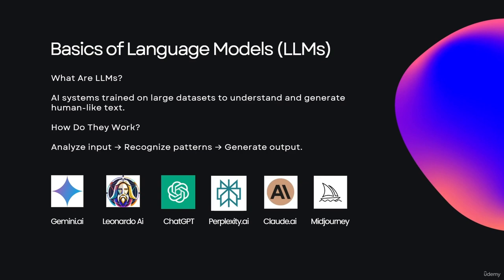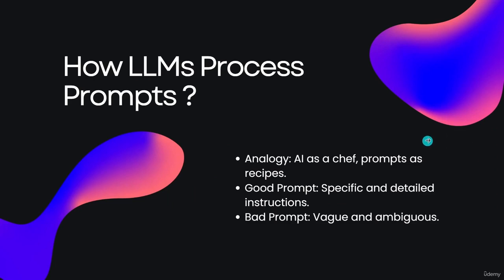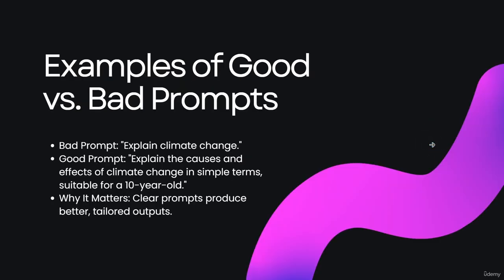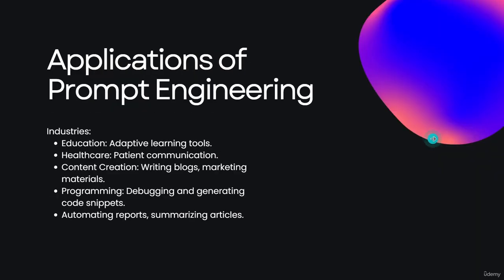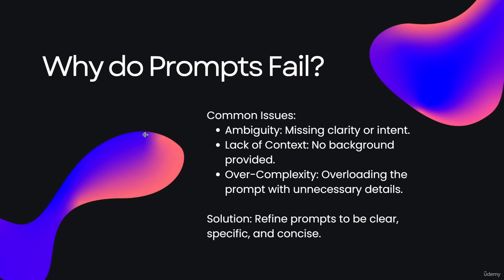So in this lesson we are going to learn some basics of AI language models, and we will explore some extra information like how LLMs process prompts. We will see some examples of good and bad prompts as well, and some applications of prompt engineering, where prompt engineering will be used. We will also see some common issues, why prompts fail, and some solutions for it. That's it for this module, guys.